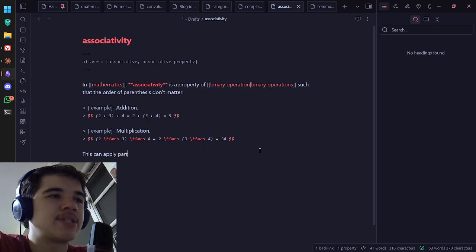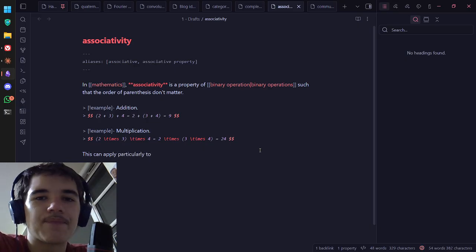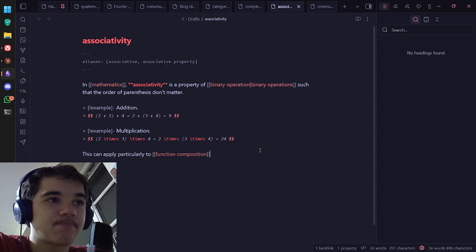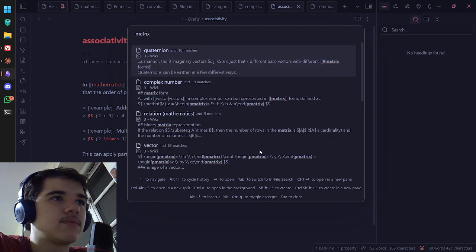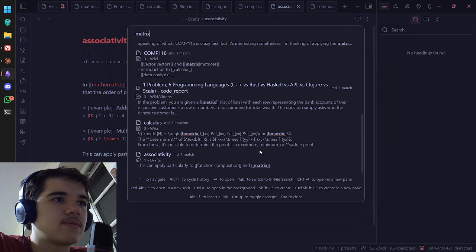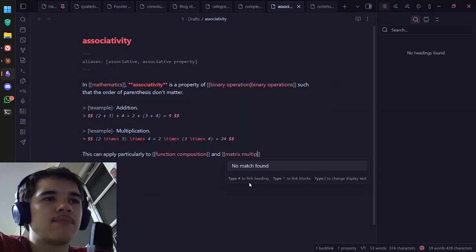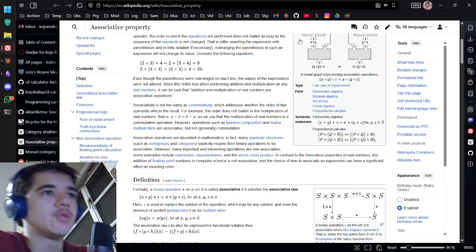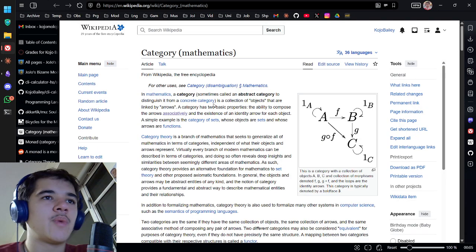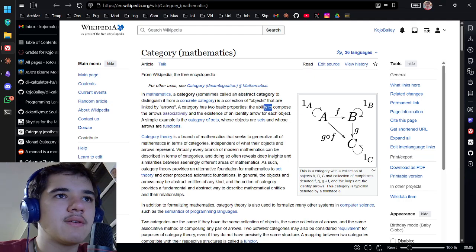This can apply particularly to function composition and matrix multiplication. Do I have notes on matrices? I don't. Okay. Matrix multiplication. Cool. So we know that arrows are composed associatively. So we'll see what that actually means. And the existence of an identity arrow.